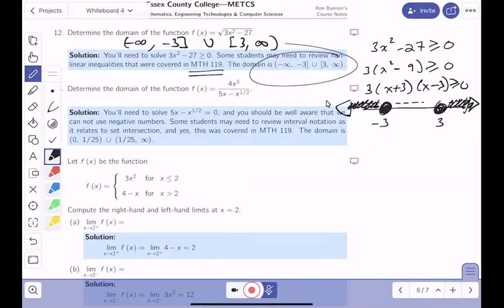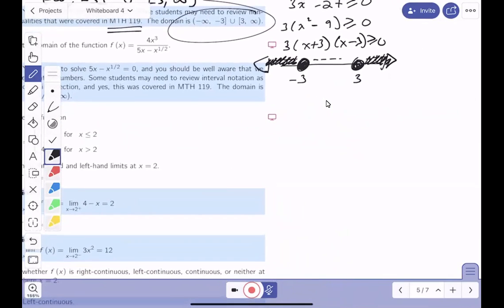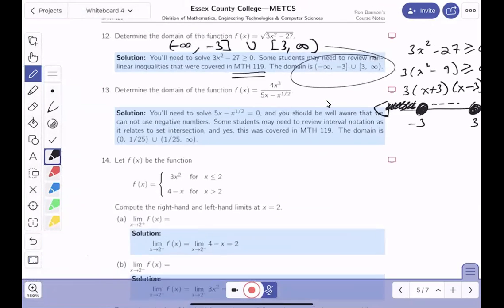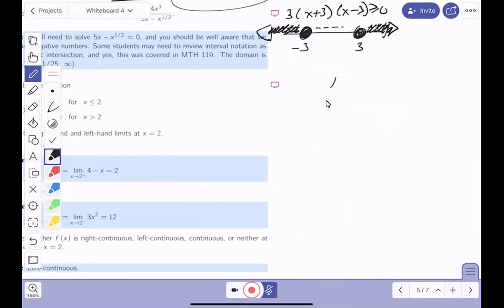Another number 13, a little more difficult. It's a domain problem. But what do I know about this thing? Well, a couple things. One thing I know for sure. I know that x to the 1/2, again, we're doing problem number 13 now, is basically just a square root function. So I know the x must be greater than or equal to 0.